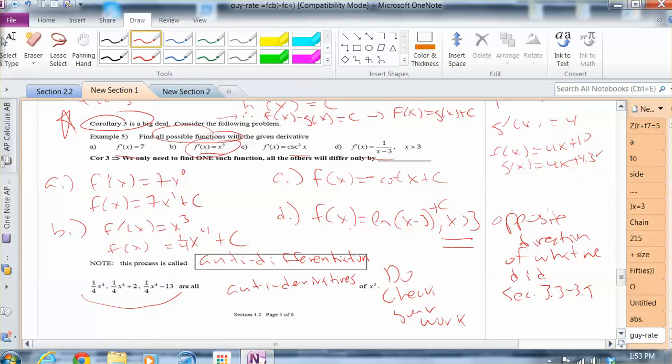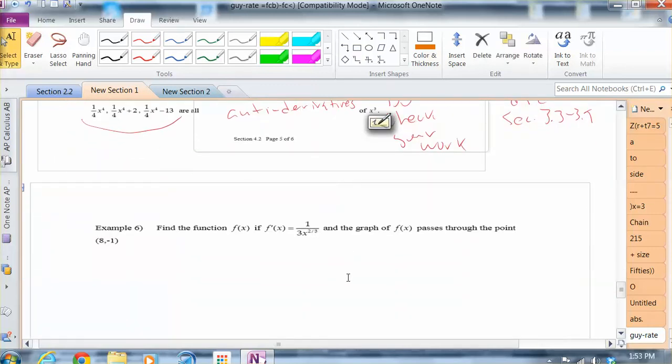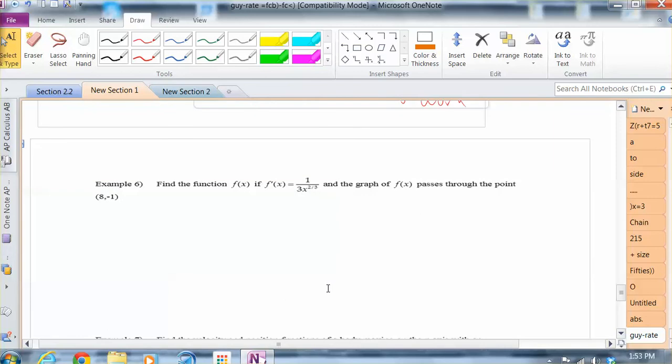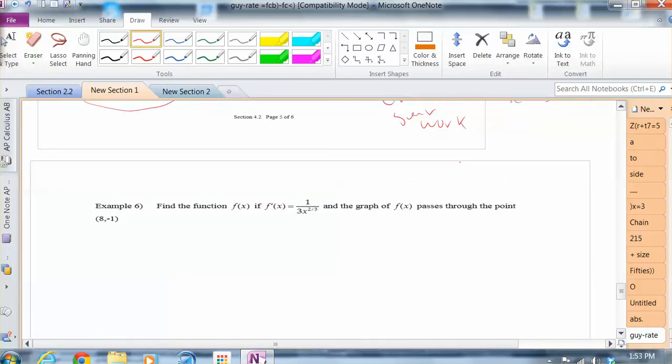So let's do a couple examples and we can wrap this up. Find the function f of x if your derivative function is 1 over 3 x to the 2/3 power, and the graph of f of x passes through that point. So f prime of x, if I rewrite it, would actually be this. So f of x, if I add 1 to the exponent, I get 1/3. And if I take the derivative of x to the 1/3, it's 1/3 times x to the negative 2/3. But don't forget about the plus c.